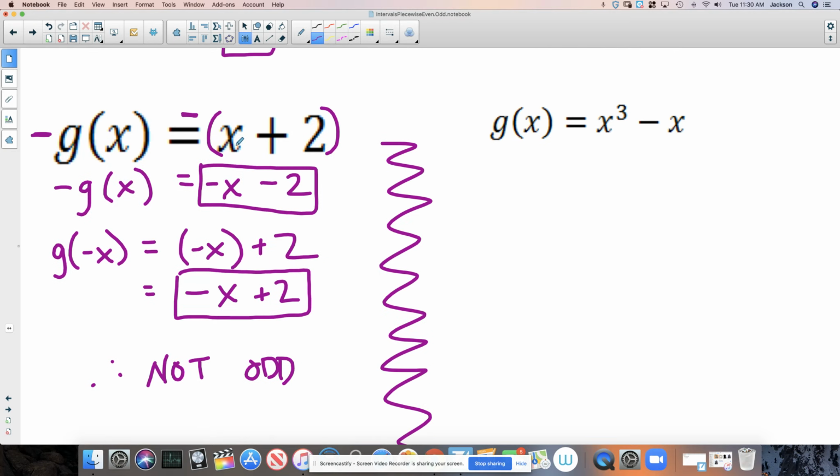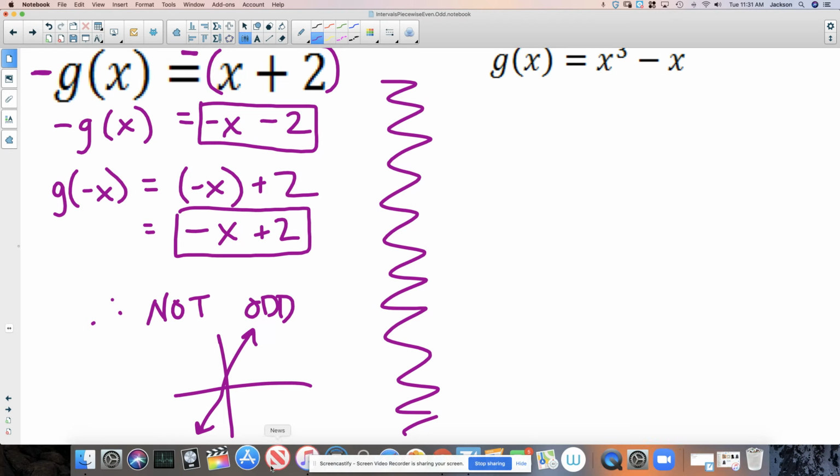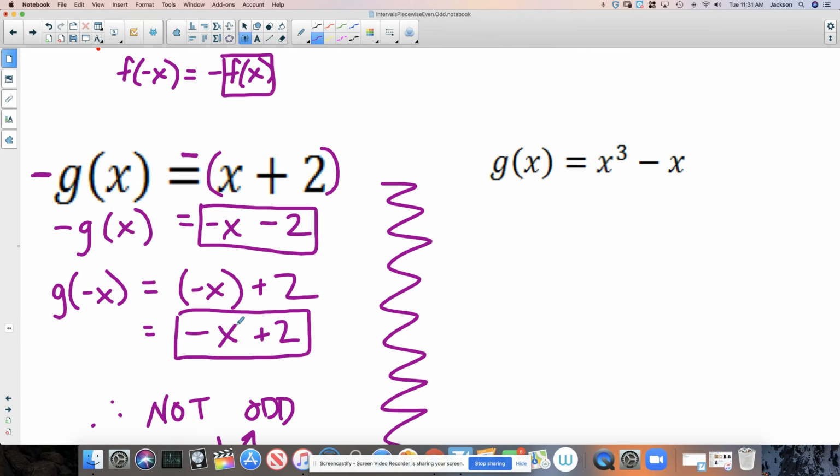How about this? What does this graph look like? If you graphed this on a calculator or on a coordinate plane, what would it be? It'd be a line, right? With a slope of 1 and a y-intercept of 2. So if I draw that freehand very quickly, it'd be something like this. That doesn't pass through the origin, and it doesn't rotate around the origin. It doesn't have any of that behavior, so we would know just from the graph itself that it can't be odd.